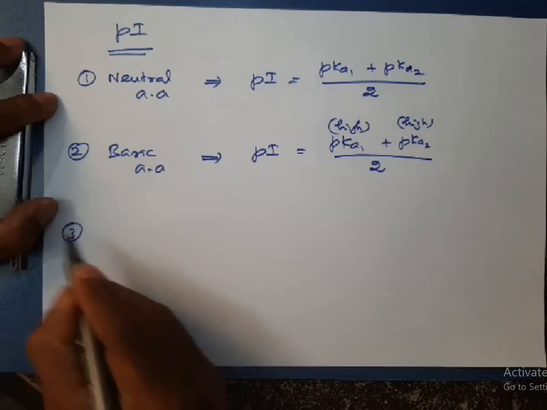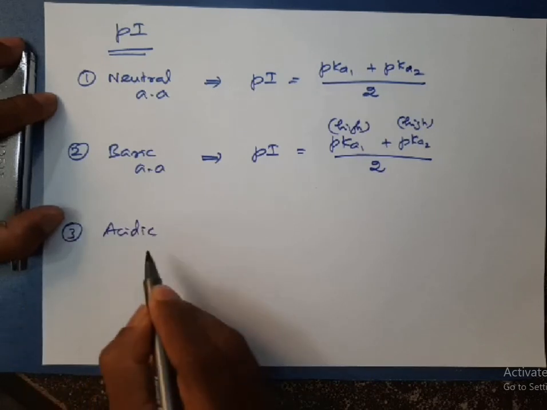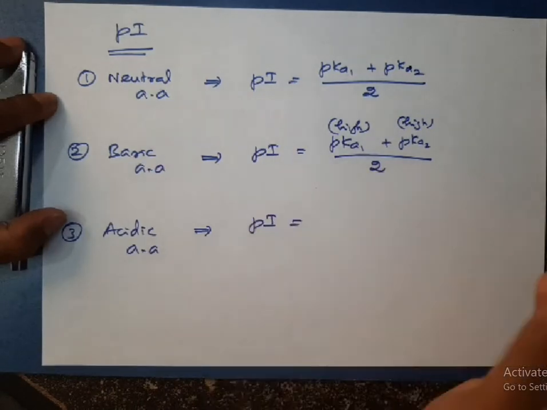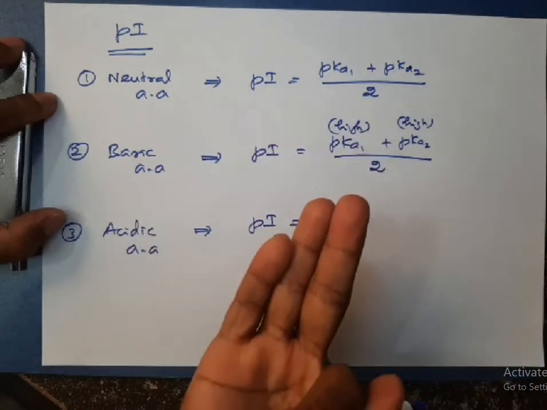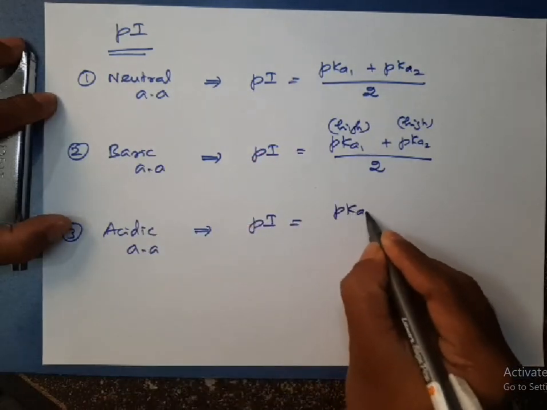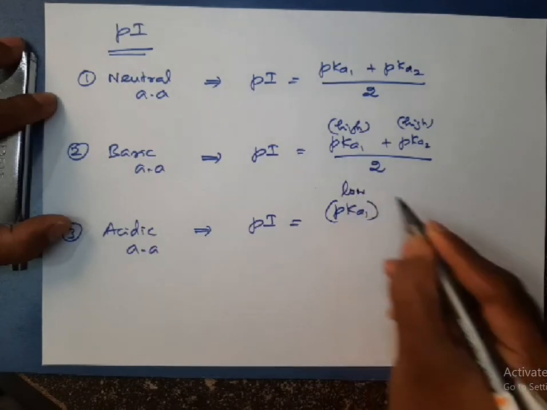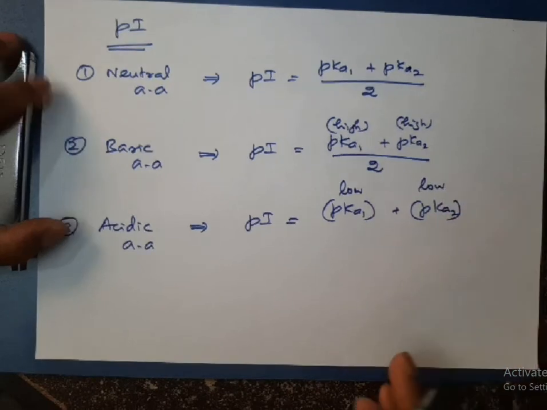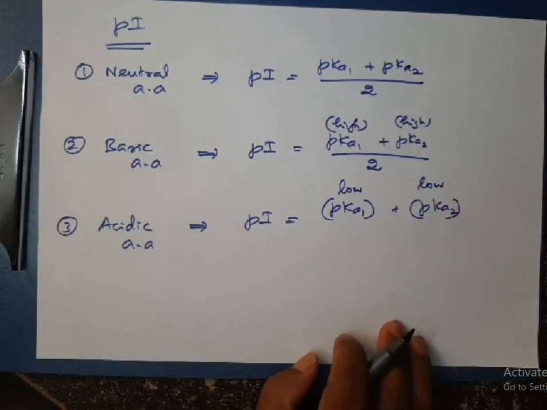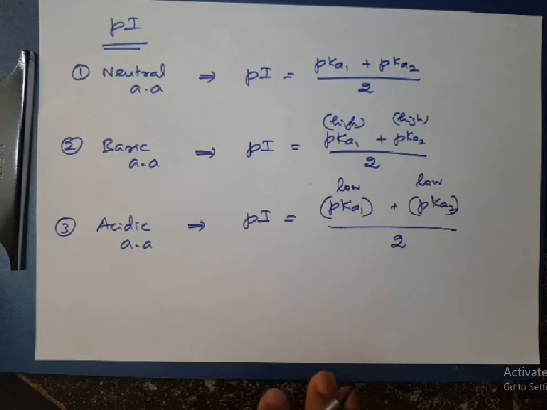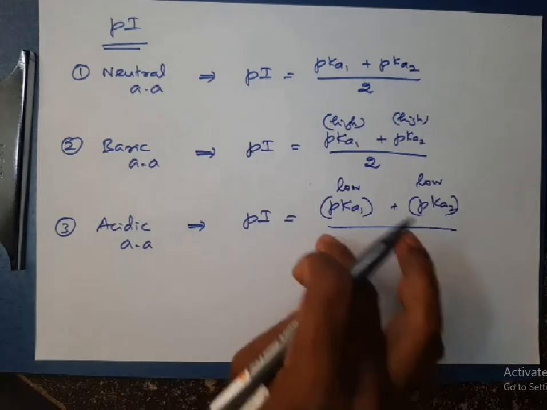For acidic amino acid, you should choose lower pKa values. 3 values will be given. Among the 3, you choose 2 lower pKa values, low pKa1 and low pKa2. Why am I saying low? 3 values will be given, among the 3 values you choose 2 lower values and take the average. You will get what is called the isoelectric point. This is how you must calculate for acidic amino acid.